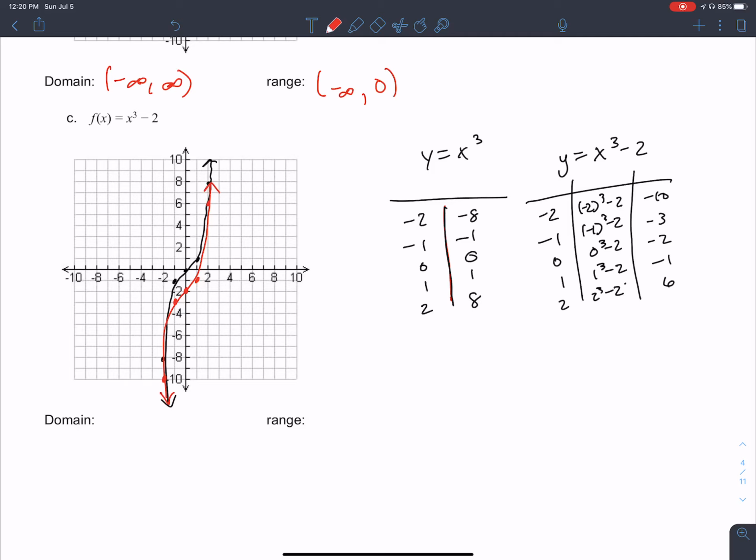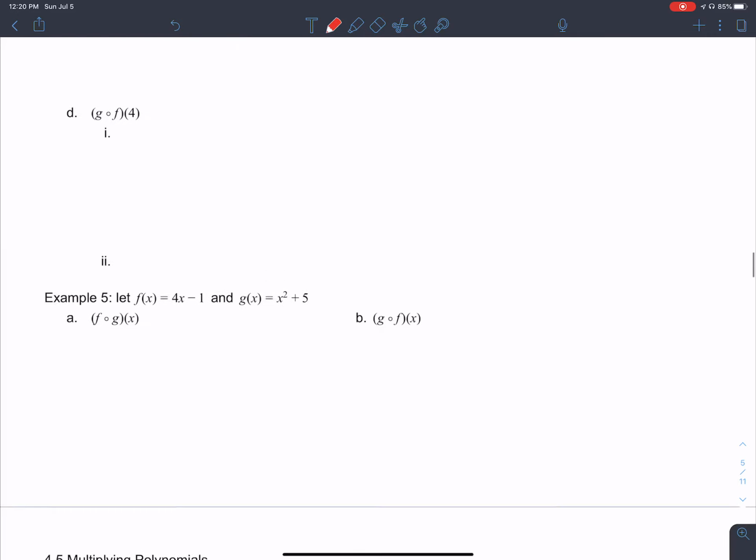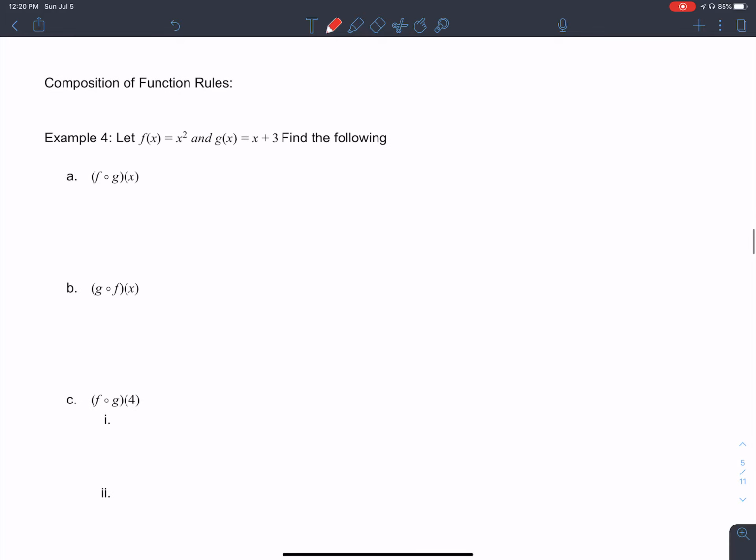There you go. So domain's still negative infinity to infinity, and our range is also still negative infinity to infinity. This one doesn't change very much. Okay? All right, the last thing we're going to talk about in 4.4 is composition.